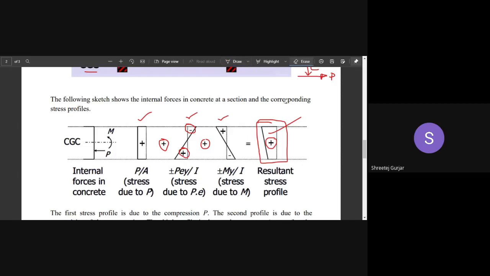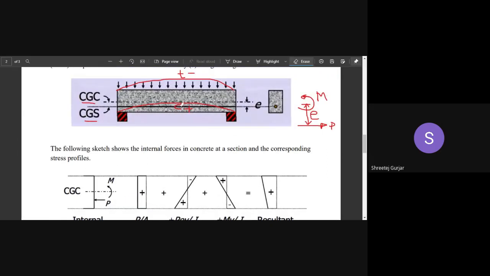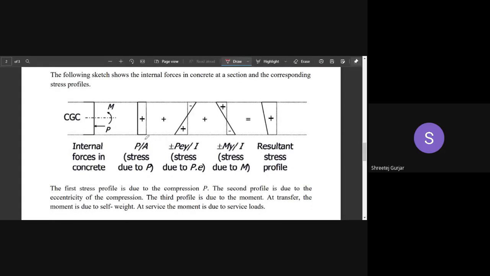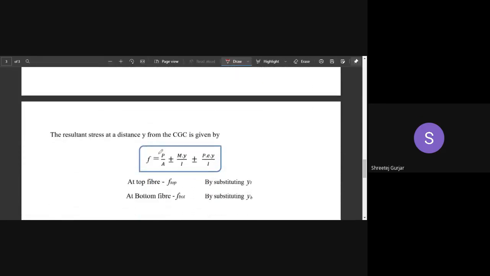So this is how you analyze a pre-stressing member with some amount of eccentricity. Now let me show you the resultant force equation. Adding up all this, P by A plus or minus PEY by I plus My by I, will give me my resultant force F.